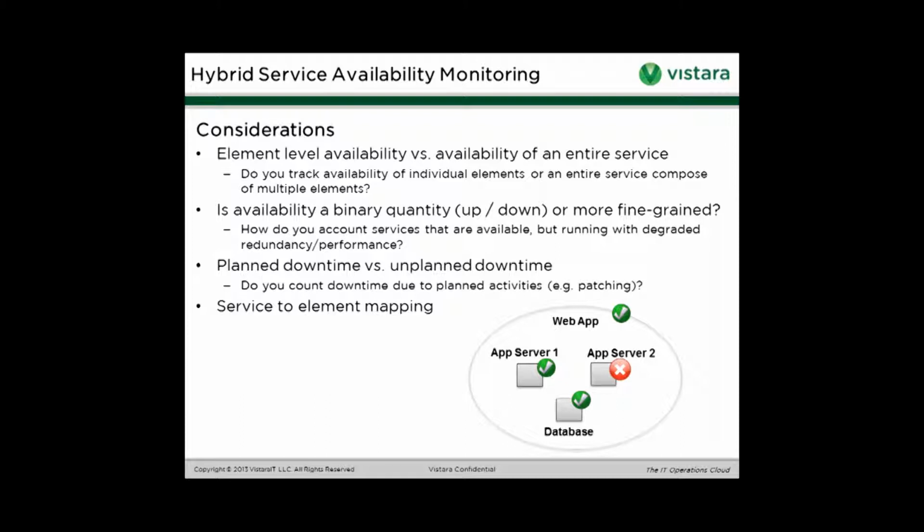So now we're going to need the ability to track the availability and the responsiveness of an entire service, not just of individual elements. Then is availability a binary quantity, or is it more fine-grained? How do you measure the availability of a service that is running but with degraded redundancy or performance? How do you account for planned downtime and unplanned downtime?